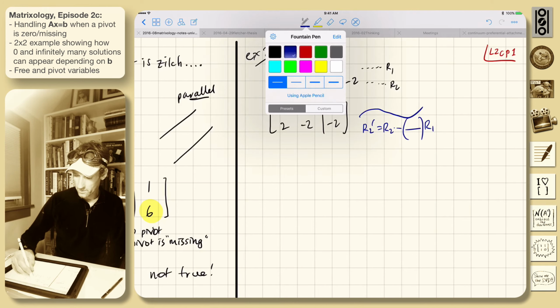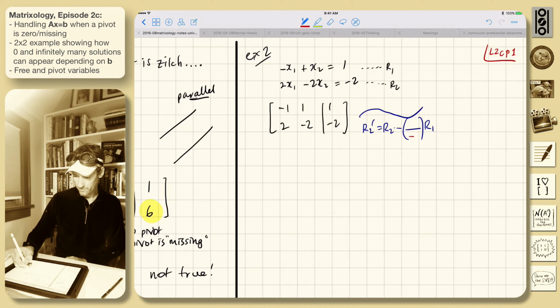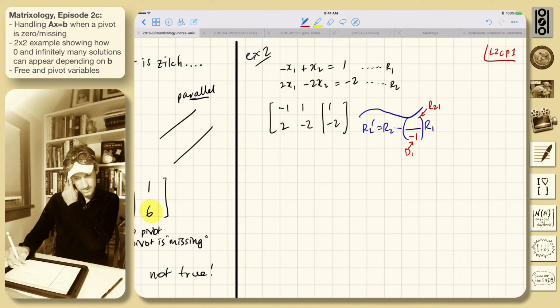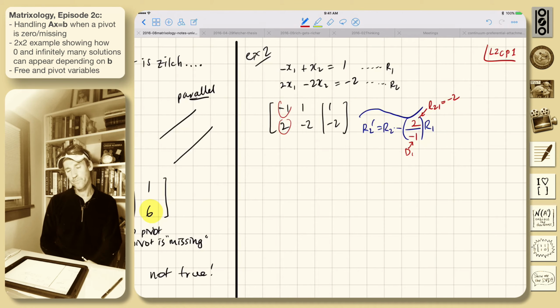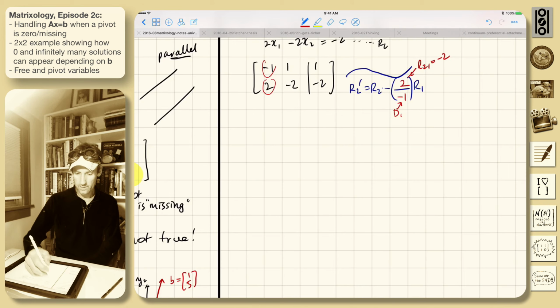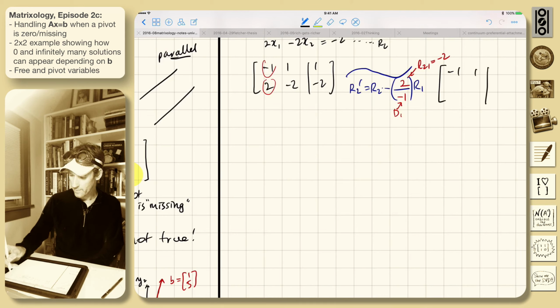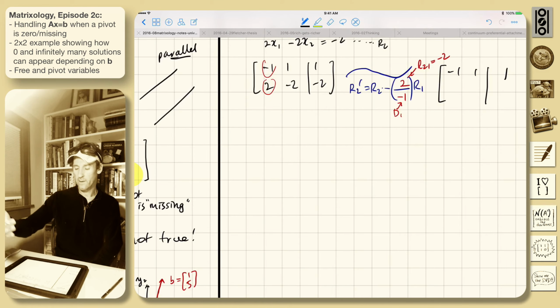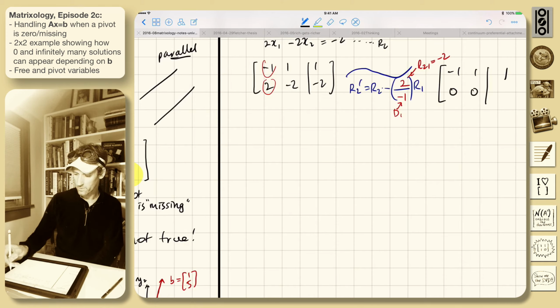This is good. We've got this guy. So this is going to be the pivot, D1. This whole thing is L21. And so it's going to be 2 divided by minus 1, which is minus 2. Okay, so we do it. This system is equivalent to this system in terms of solutions. Top is the same. We're just multiplying the top by 2, just as we said we would, adding it to the second equation, and we get 0, 0, 0.